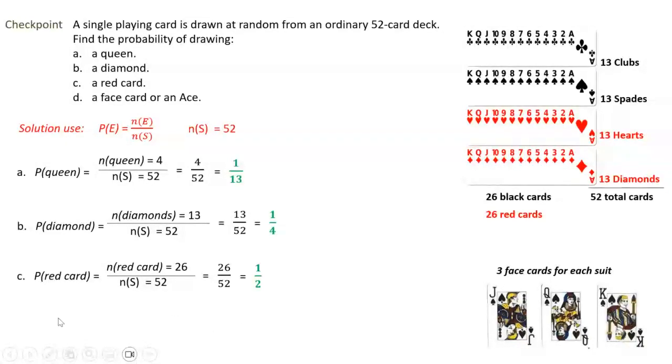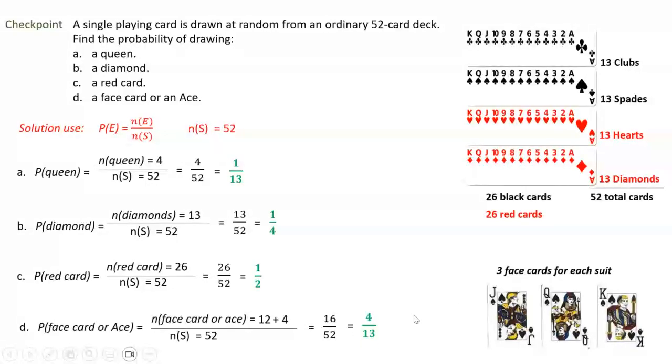Now for D part, a face card or an ace. How many face cards are there? There's 3 of each suit, so 3 times 4 is 12. Right? And how many aces are there? There's going to be 4 aces because each suit has an ace. The ace of diamonds, the ace of hearts, the ace of spades, and the ace of clubs. So plus 4. All over 52. That'll give us 16 over 52. Then we reduce it. The answer is 4 over 13. That's how we do these type of problems. If you do the homework, these examples can help you with it because the homework has questions very similar to these right here.